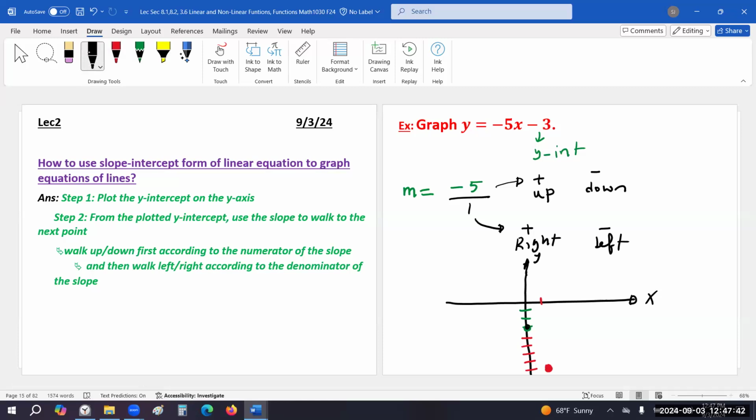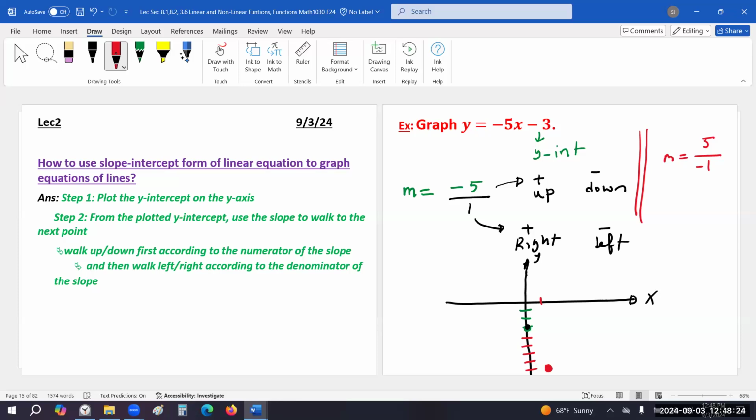But in order to draw a more accurate line, the more points you have, the better you can draw it. So let's say I want to plot one more point. Let's see here. I cannot go more down than I have space. In that case, I can actually walk backward. What I can do is change the position of the negative in my slope. I can say my slope is +5 over -1. That's the same: -5 over 1 is -5, and 5 over -1 is still -5.